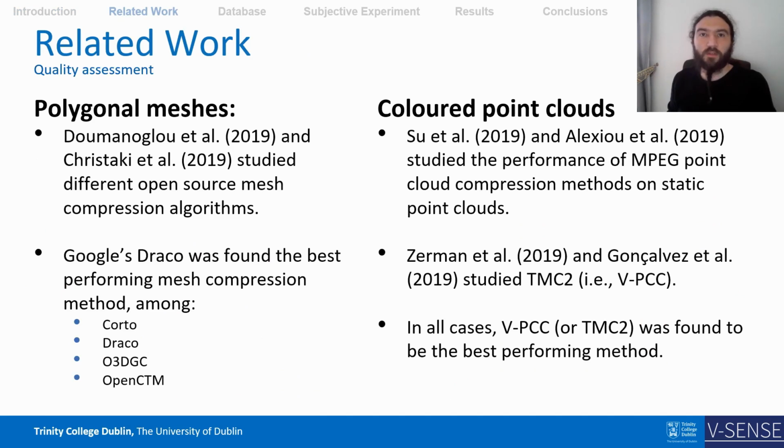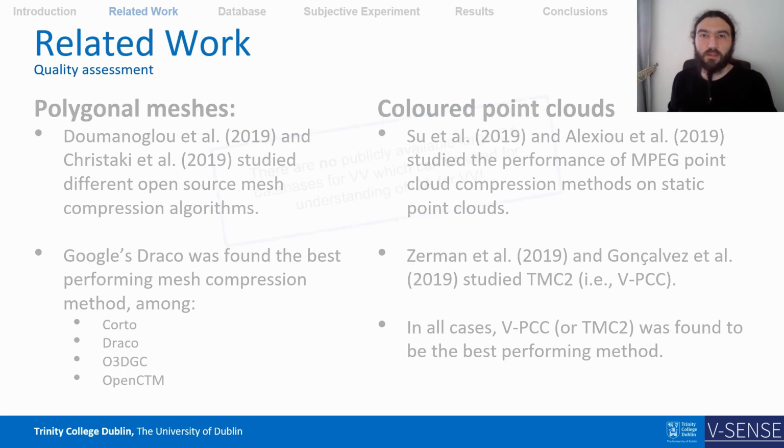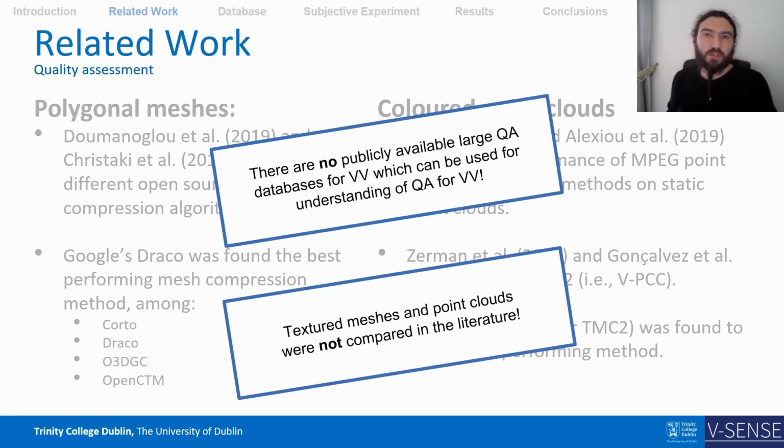For the related work, we also divide the prior publications in two categories. For polygonal meshes, prior work compared different open source mesh compression algorithms. Among others, Draco was found the best. For point clouds, there have been various studies on both static and dynamic point clouds. In all cases, VPCC or TMC2 was found to be the best performing method. Nevertheless, we noticed that there are no publicly available large quality assessment databases for volumetric video, and also textured meshes and point clouds were not compared in the literature.